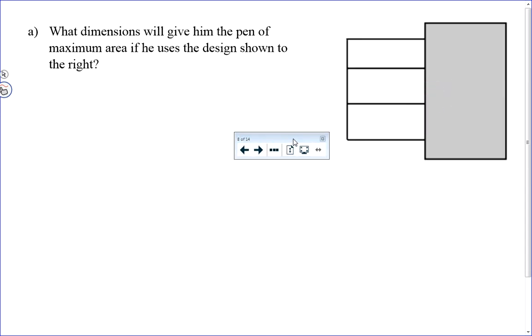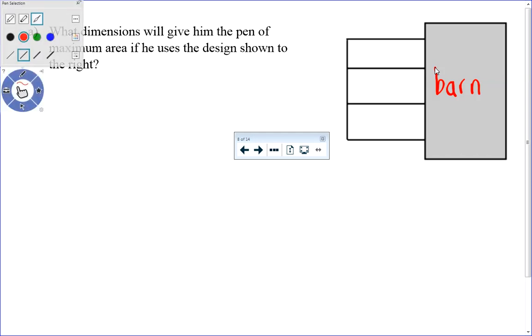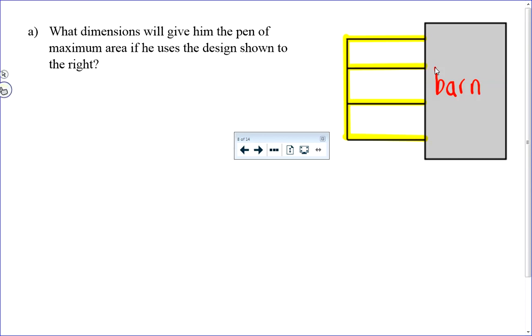What we've got over here is the barn. And then we have all this fencing. And I'm just going to choose to highlight the fencing for you. You really don't need to highlight anything on your paper, but I just want to put up here that these yellow lines that I'm highlighting are the 600 meters of fencing. So there's a lot that we need to work out here.